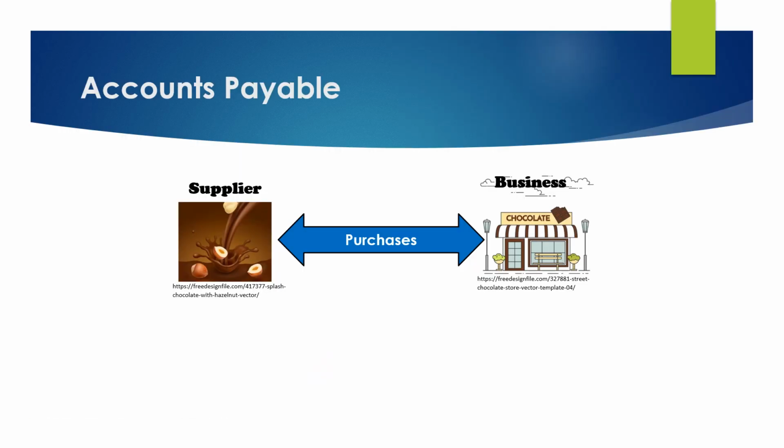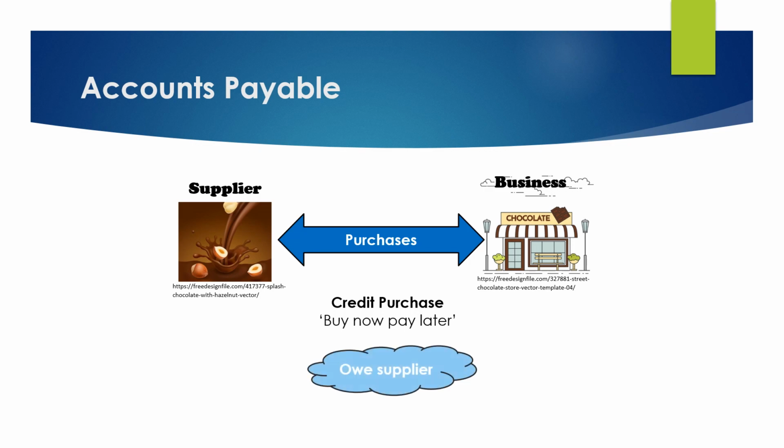When a business makes a purchase from a supplier, it can either make a purchase with cash or on credit. We've already looked at cash purchases in our previous video. In this video, we'll be focusing on credit purchases, which means buy now, pay later. When a business purchases on credit from the supplier, it means that the business will owe the supplier for the goods or services purchased. The supplier then becomes the accounts payable to the business.